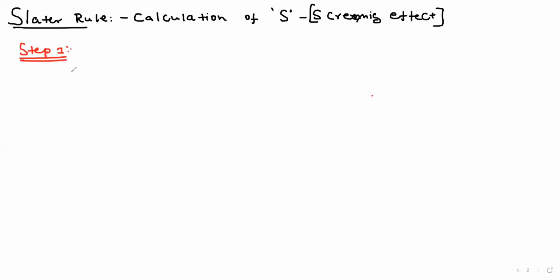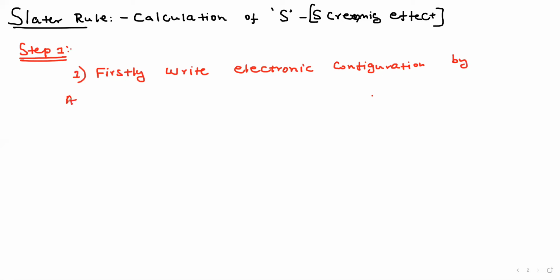Please note, very important. Firstly, write the electronic configuration by the alpha principle. By alpha rule. Okay, alpha rule.